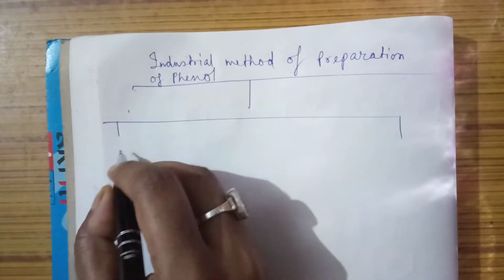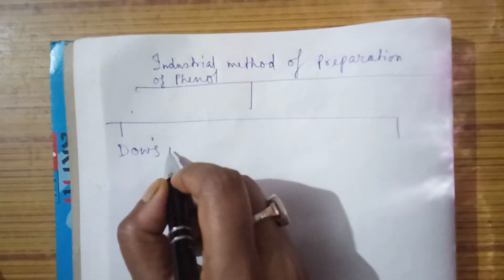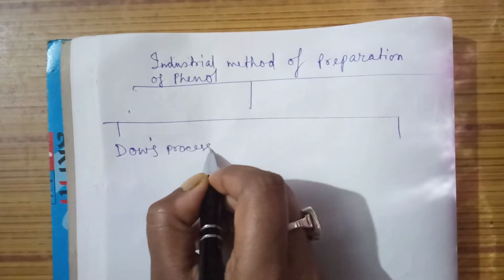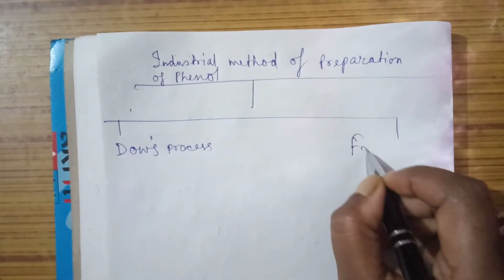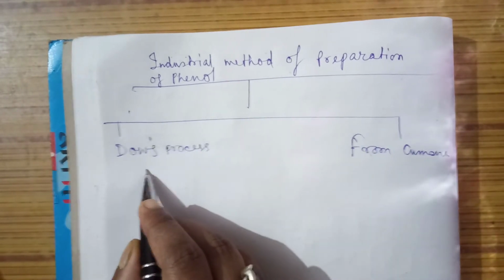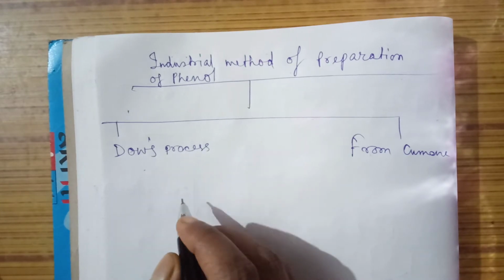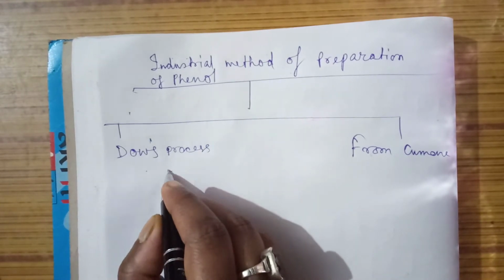One is the Dow process, a very important method. And another one is from cumene. These two processes we generally discuss in this method. The Dow process is very important.